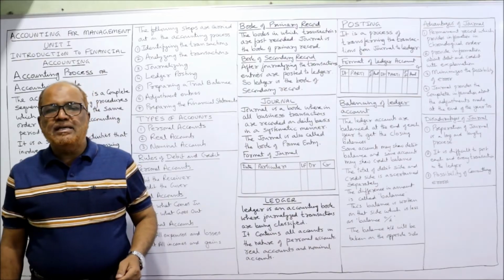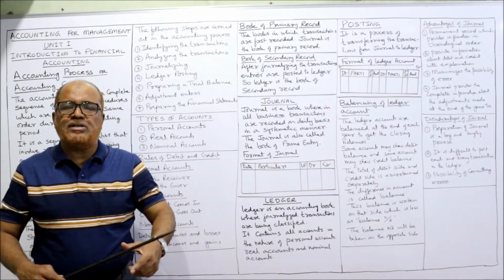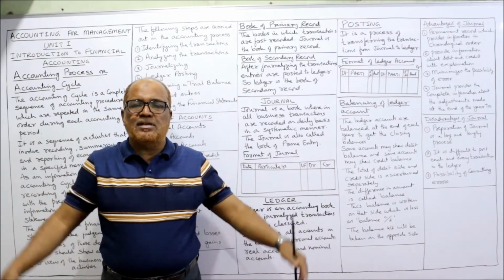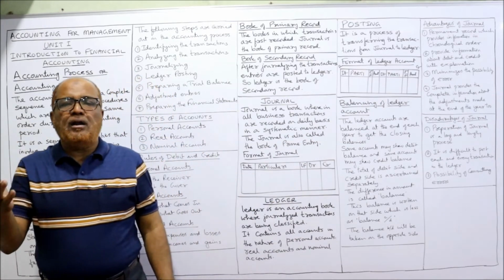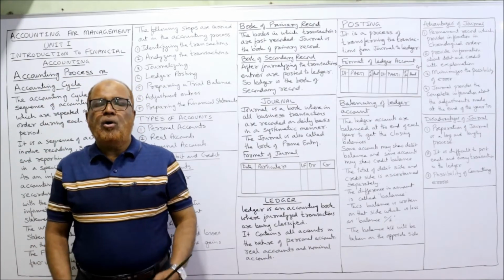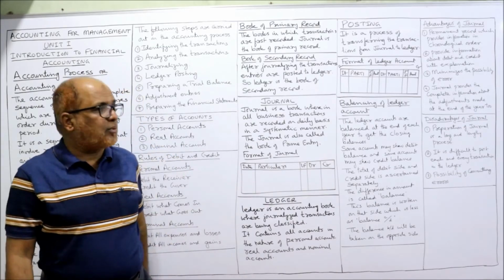First, preparation of the journal is a long and lengthy process. It's not so easy to maintain the journal because each and every transaction must be recorded. Suppose the business is large, a huge business, with hundreds and thousands of transactions taking place every day. All the transactions are being recorded, which means it's a lengthy, time-consuming process.